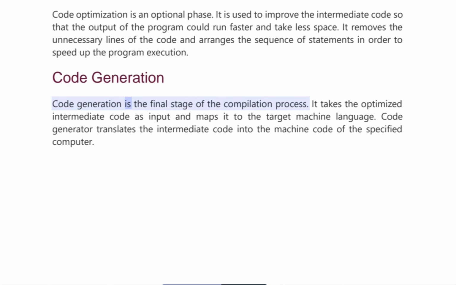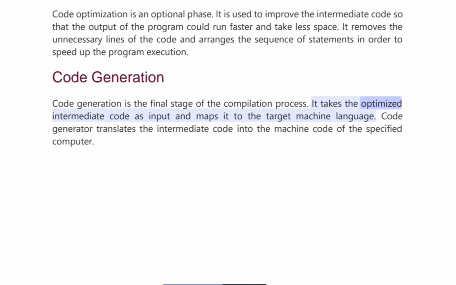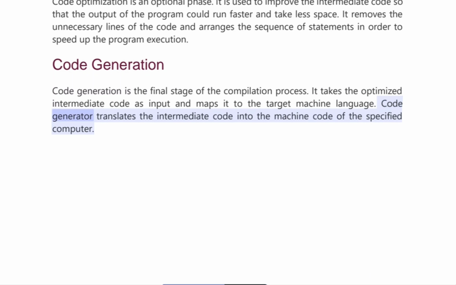Code generation. Code generation is the final stage of the compilation process. It takes the optimized intermediate code as input and maps it to the target machine language. Code generator translates the intermediate code into the machine code of the specified computer.